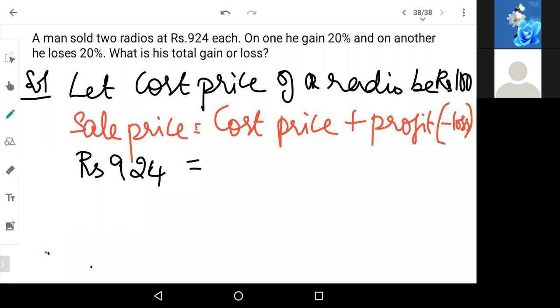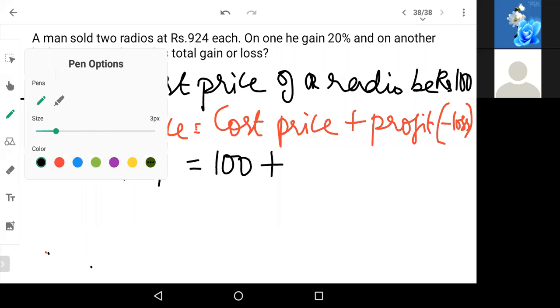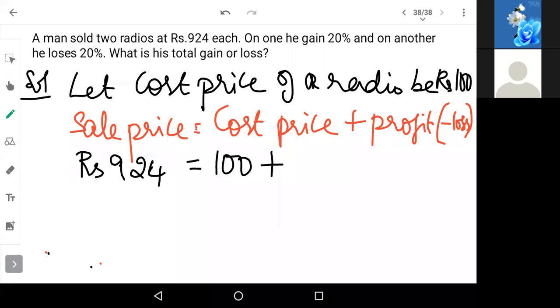Okay. Now what is the cost price we assumed? We have assumed 100 rupees as the cost price. And then what is the profit? This is on the first radio. Let us write that down also. Let us consider radio one after the other. So first radio. On the first radio, we are selling it at 924 rupees, and if the cost price was 100, I am making 20% profit.